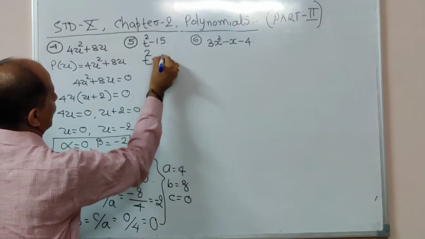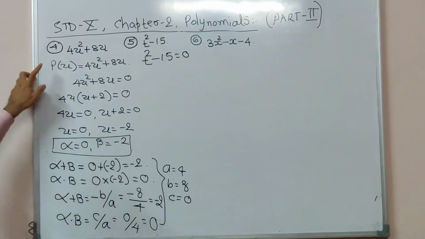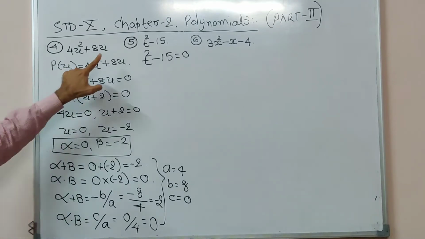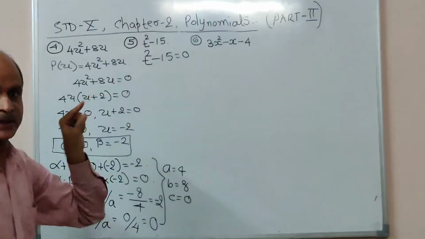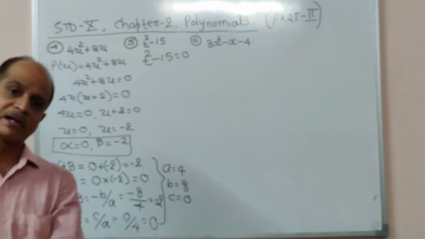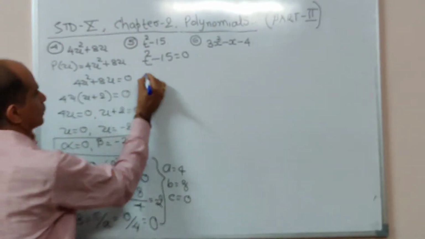So t square minus 15 is equal to 0. In example number 4, your variable is u, while in example number 5, your variable is t. Now to find the zeros, first of all, you have to equate the polynomial to 0. So t square minus 15 is equal to 0.